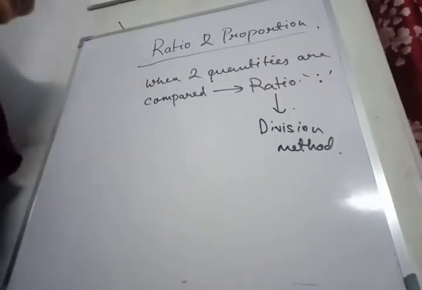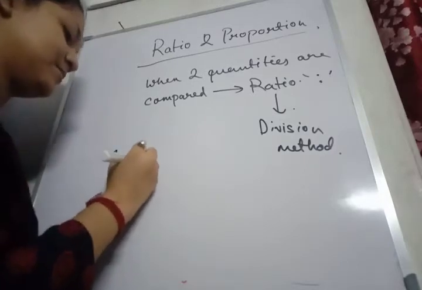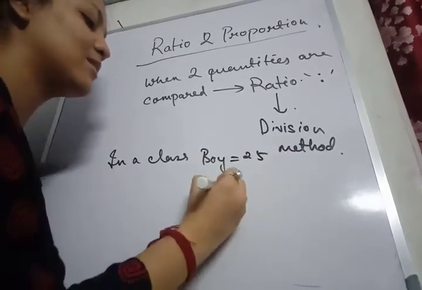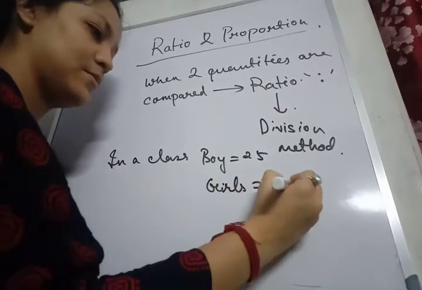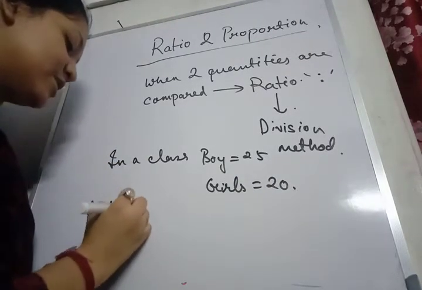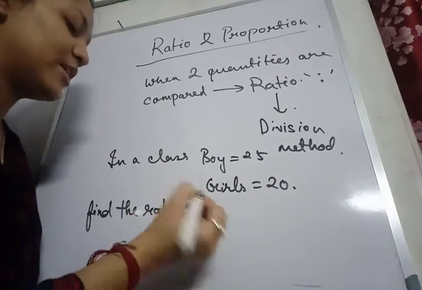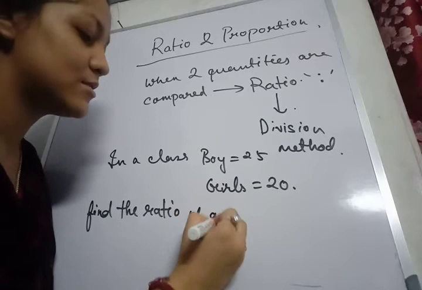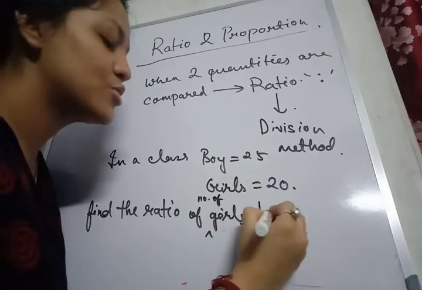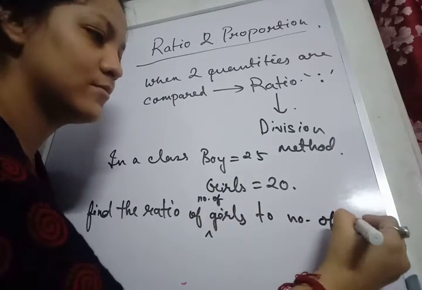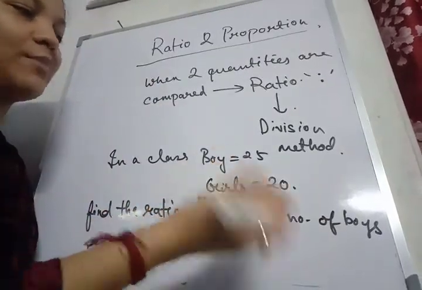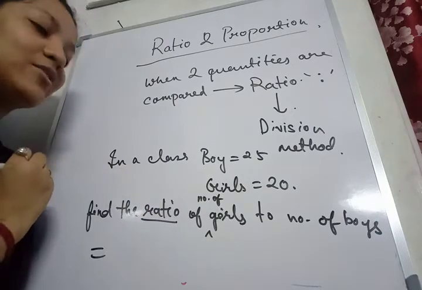For example, if I say in a class the number of boys equals 25 and girls equals 20, right? And if I tell you to find the ratio of the number of girls to the number of boys. This is my given data, and I am telling you to find the ratio of the number of girls to the number of boys. Okay, you have to find the ratio.